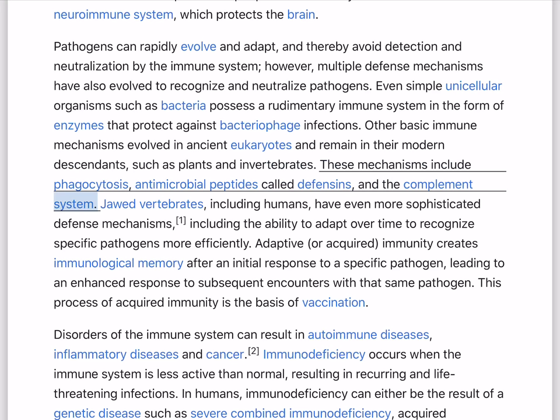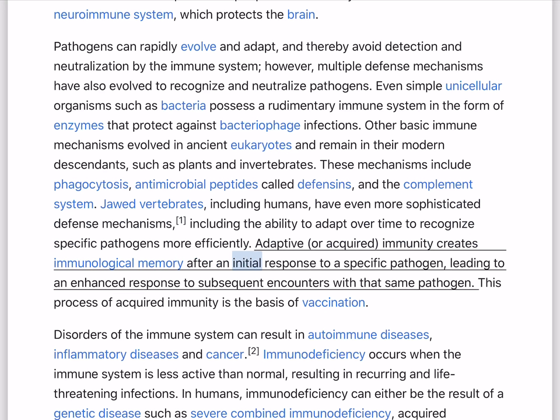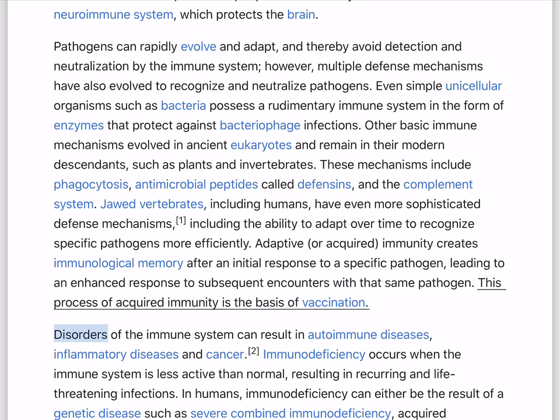Jawed vertebrates, including humans, have even more sophisticated defense mechanisms, including the ability to adapt over time to recognize specific pathogens more efficiently. Adaptive, or acquired, immunity creates immunological memory after an initial response to a specific pathogen, leading to an enhanced response to subsequent encounters with that same pathogen. This process of acquired immunity is the basis of vaccination. Disorders of the immune system can result in autoimmune diseases, inflammatory diseases, and cancer.